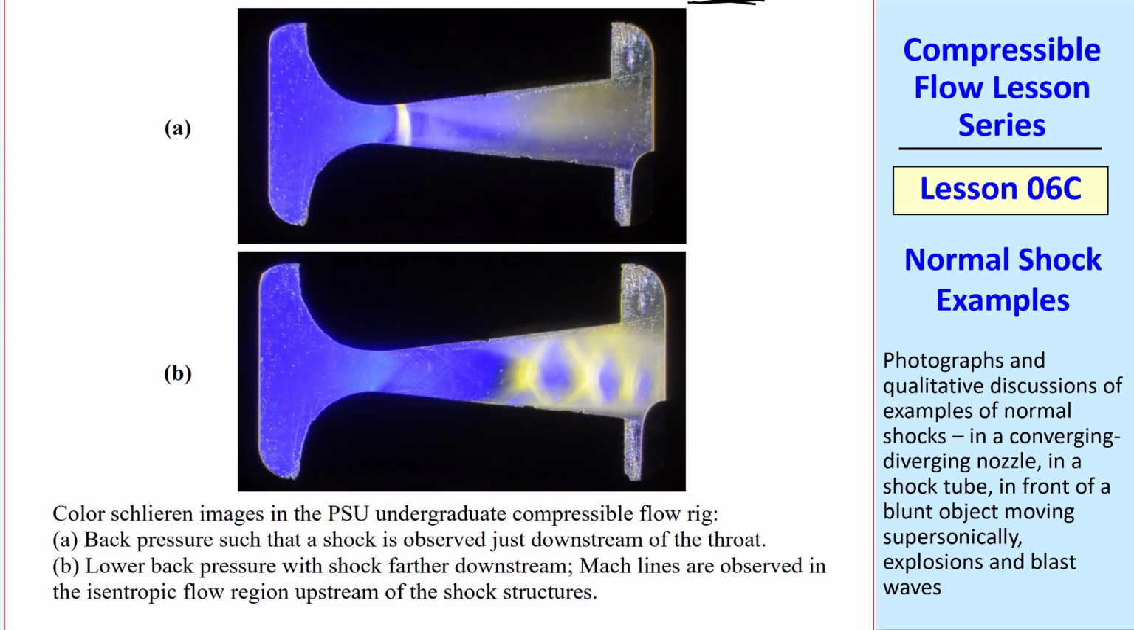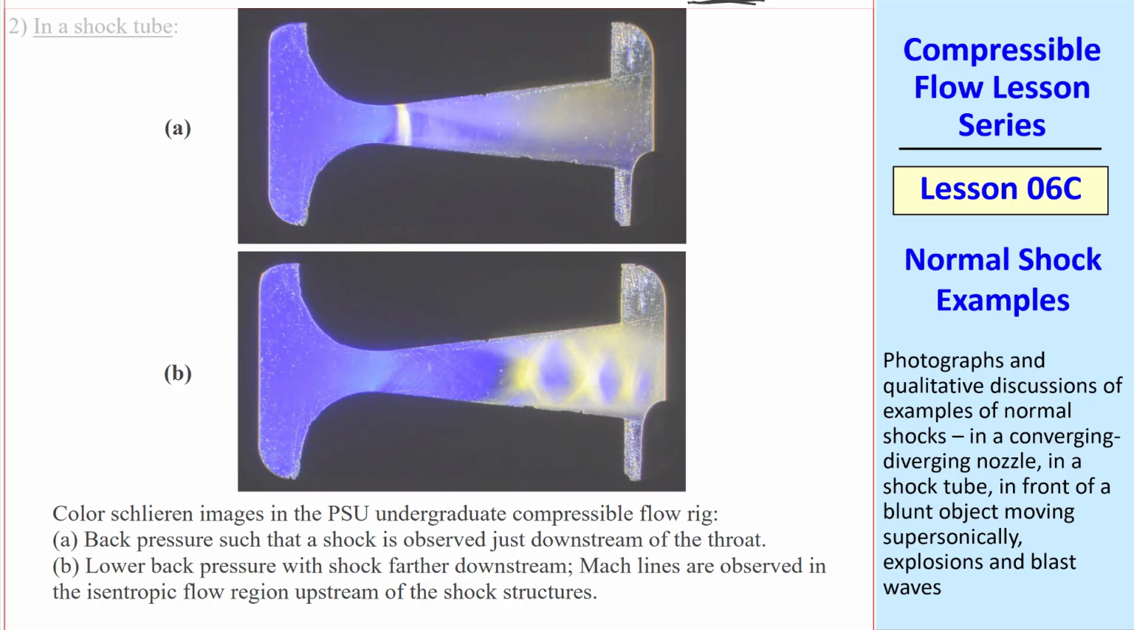In my undergraduate fluids lab here at Penn State, we have a small supersonic wind tunnel where we can vary the back pressure. Here it's just low enough to get a shock just beyond the throat. And when the back pressure is lowered, the shock moves downstream. This dimension is only about an inch or so, so there's lots of boundary layer effects, and the shock is not very clean. If you look closely, you can see Mach lines here.